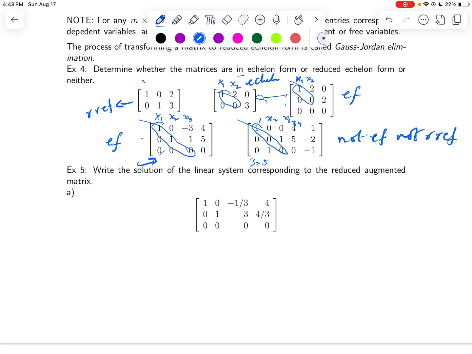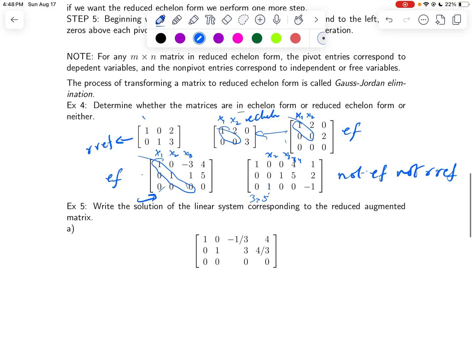Why? Because the entries below the diagonal are not 0. Also, if you notice here, another condition is being failed because the non-zero entry, or leading entry, in the third row is to the left of the leading entry in the second row. So that condition also fails. So that's why it is not even in echelon form.